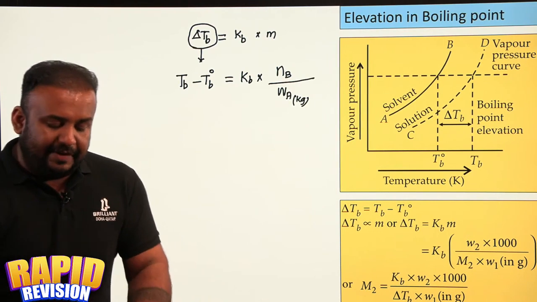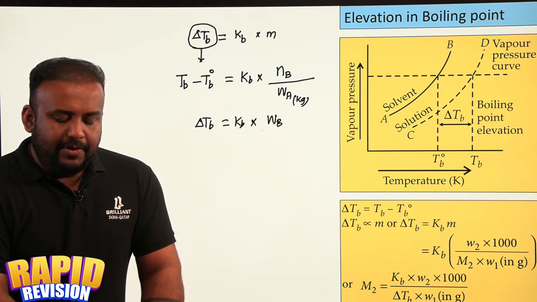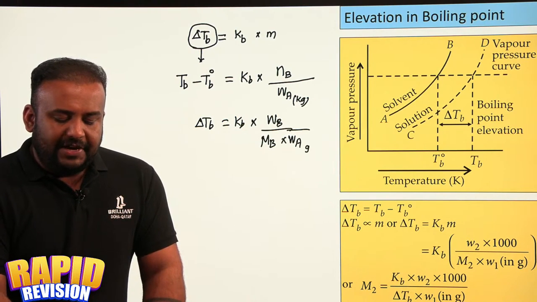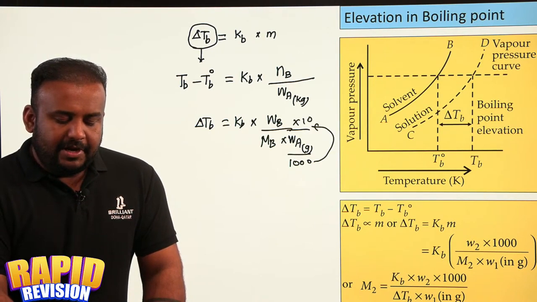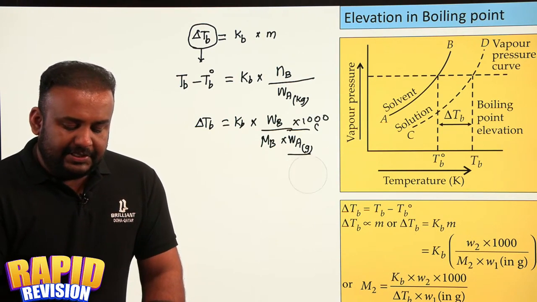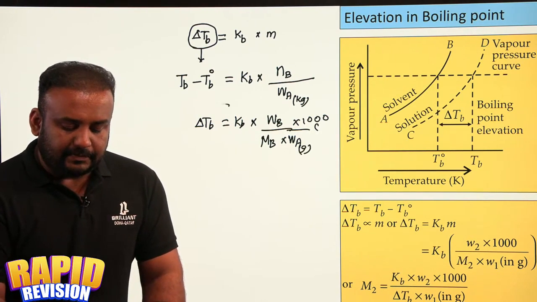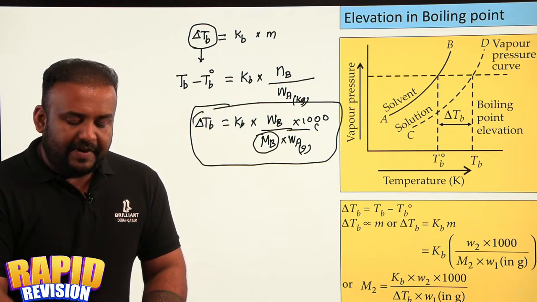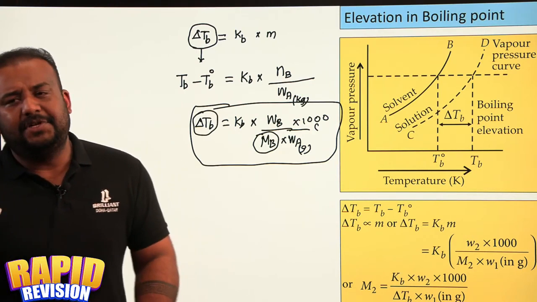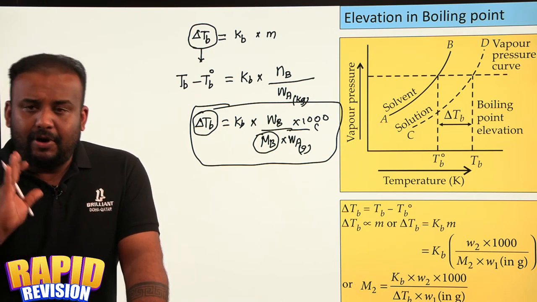Now from this we can directly derive the equation. Delta TB is equal to KB into number of moles, which is WB by MB, into WA. Most of the times the solvent's weight will be given in grams. At that time you will just divide this by 1000, or this 1000 goes up, so it will become into 1000. This will be the expression that you will be using in most of the numericals. Question will be either to find the molar mass of the solute, or to find the elevation in the boiling point. Direct substitution questions only. Don't worry about any complications in this. It will be all direct questions.